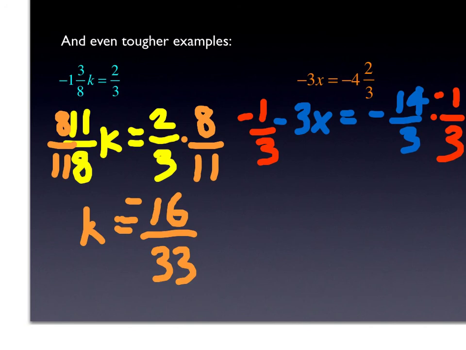-1/3 times -3, that cancels out, so I'll get just plain x here. And -14/3 times -1/3, both those are negative. I'm going to get 14 over 9. And a negative times a negative is a positive. All these equations we've seen here are one-step equations. We can solve them by just doing one step, adding, subtracting, multiplying, or dividing.